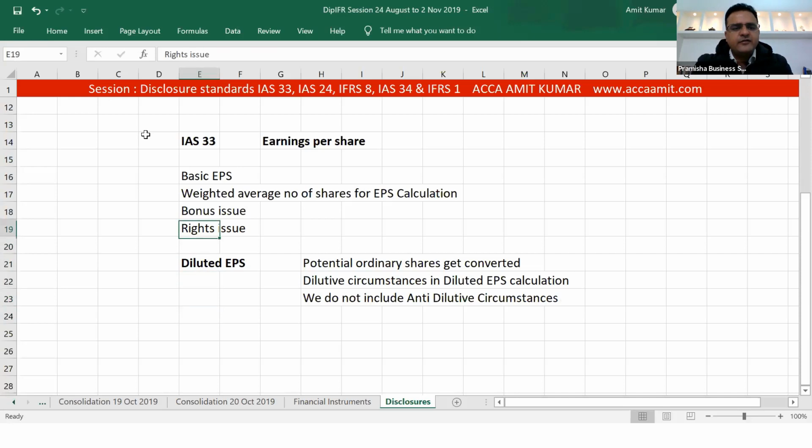Now for diluted EPS, we need to calculate new earnings and new number of shares. This is what we plan to study in this standard. Let's have a look at it one by one.